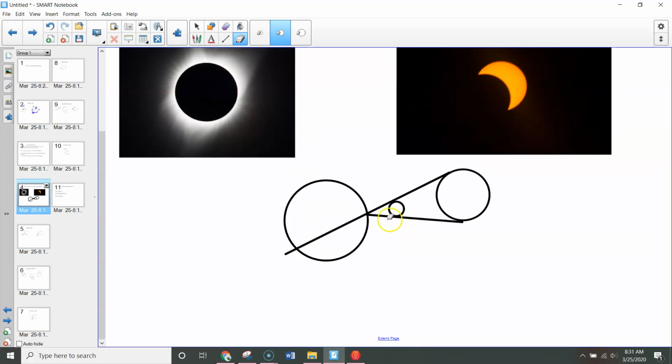But to figure out where has the totality, you need to be right in this little angle on the Earth. And scientists know the actual measurements, so they can figure that out. And today we are going to learn the math that will help you figure out where a total eclipse is.